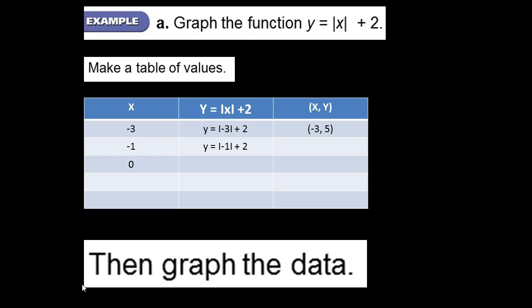The next thing that we're working on today is graphing the function when you're given an equation. So our function here is y equals absolute value of x plus 2. First thing you're going to do is create a table, and then you're just going to graph your ordered pairs. So please pause the video and create and finish the table.